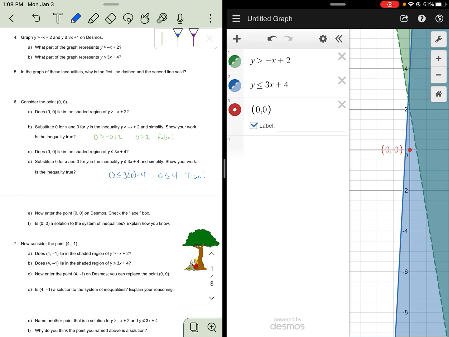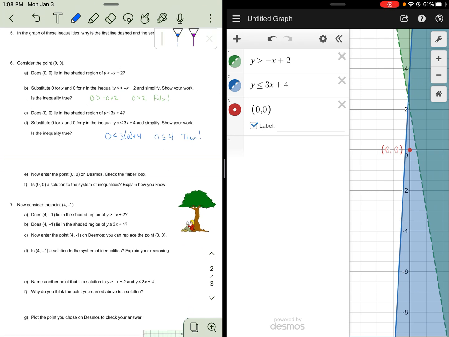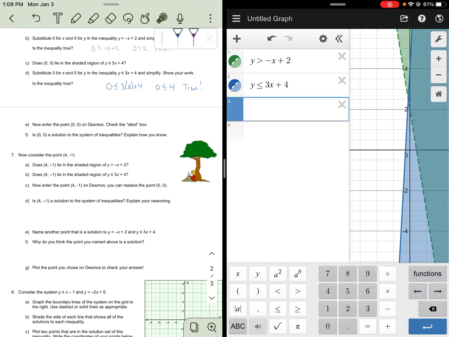Part E, now enter the point 0, 0 on Desmos. Check the label box. Is 0, 0 a solution to the system of inequalities? And no, it is not, because it's only in the blue shaded region, not the green shaded region. Also, algebraically, we showed that it doesn't work here, but it does work here. But to be a solution to a system, it's got to work for both. Okay, so now we're going to start with another point using these same inequalities, 4, -1.